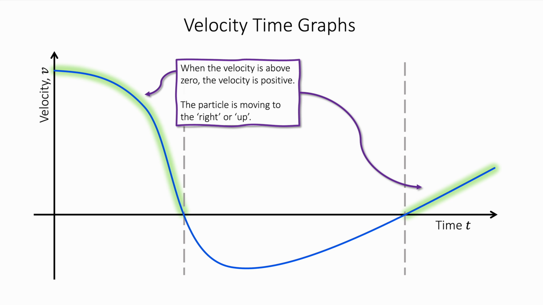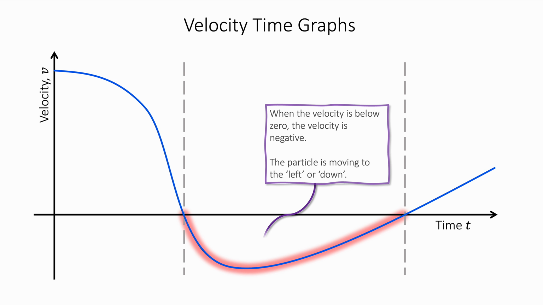Now we've also got these points here. Whenever the velocity is positive, it means the particle has a positive velocity and it's moving to the right, or sometimes we say it's moving up. Here, where it's green, the particle has a positive velocity. And when the particle is below the axis, this is when the velocity is negative, or it might be moving to the left, or it might be moving down. It's moving in the opposite direction.